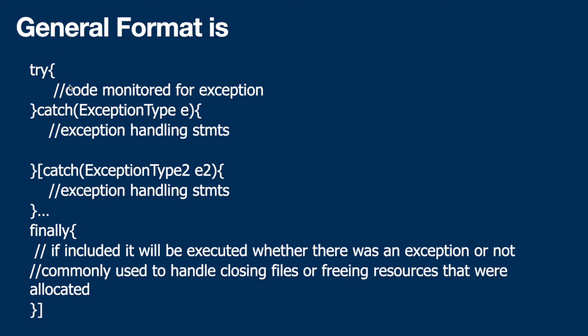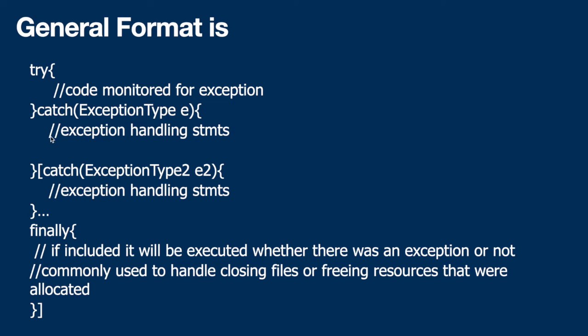Then we will code our monitored exception, for example, the division code or array assignment code or any other code which should be monitored for error, and then we will catch the error here, and we have to mention as an argument to the catch block the exception type. If it is division by zero, we will say arithmetic exception. If it is array index problems, then array index out of bounds exception, and so on.